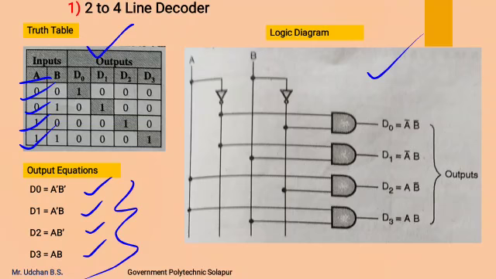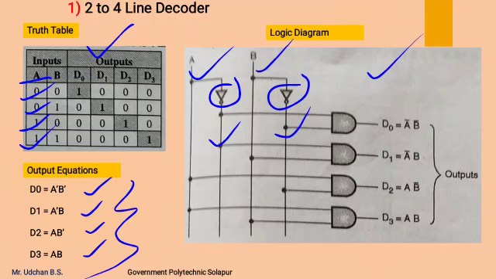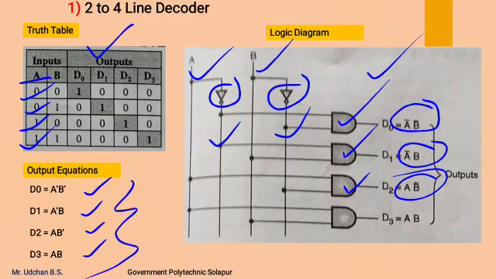There are two input lines A and B, and using a NOT gate, the A bar line is drawn and the B bar line is drawn. To get A bar B bar, an AND gate is used, to which A bar and B bar are connected as inputs. To get A bar B, another AND gate is used, to which the A bar line and B line are connected as inputs. To get AB bar, another AND gate is used, to which the A and B bar lines are connected. And lastly, to get AB, the A line and B line are connected to another AND gate.